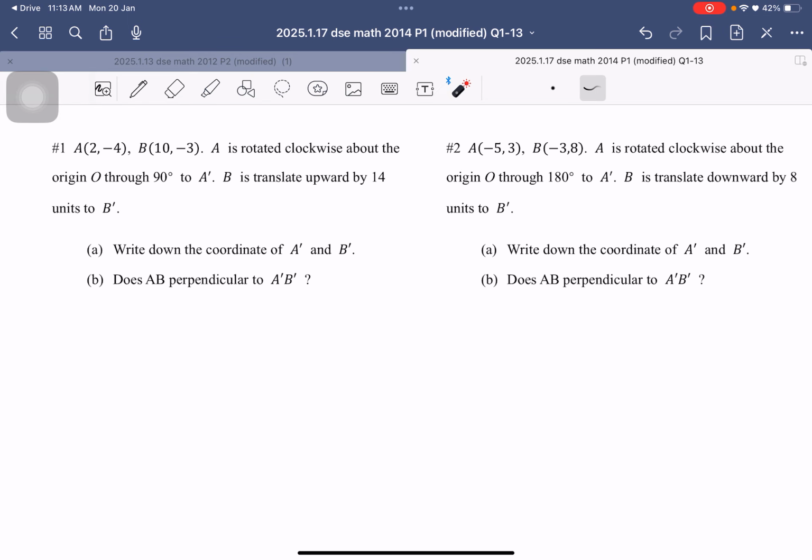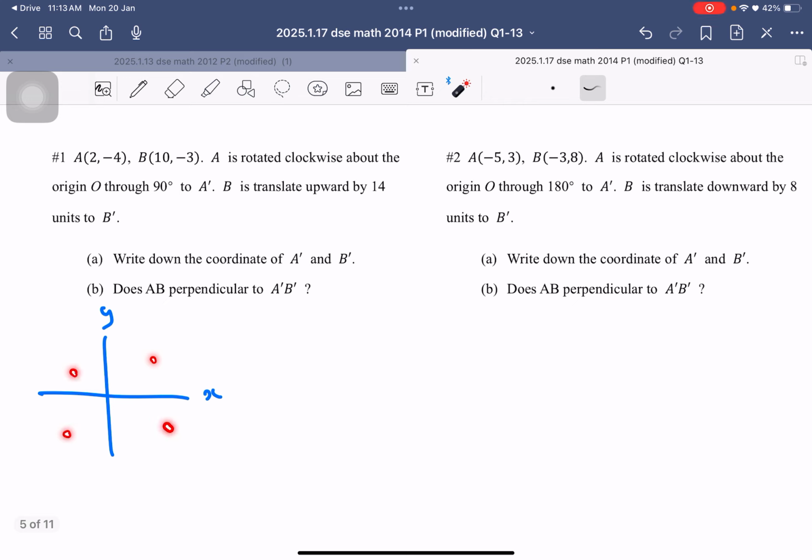So it's rotate clockwise about the origin through 90 degrees. So the first step is to find out where A is. Where is A? 1, 2, 3, 4. Where is A? Is that 4? 1, 2, 3, 4.